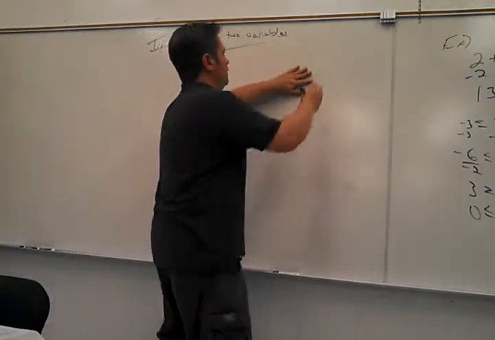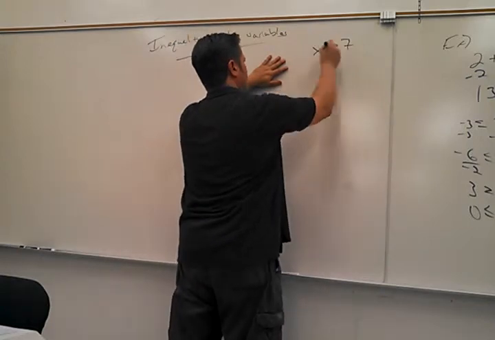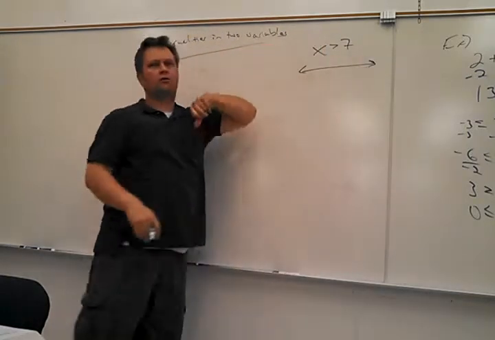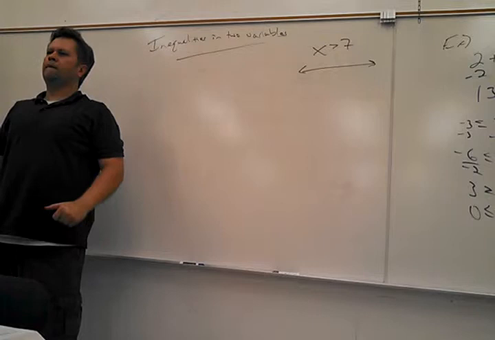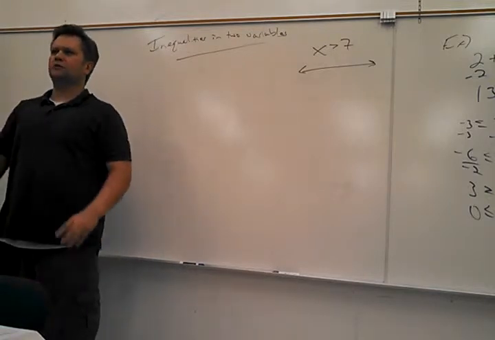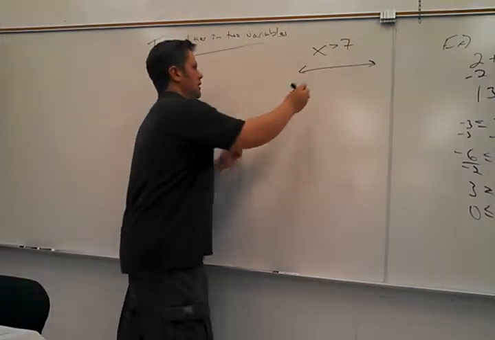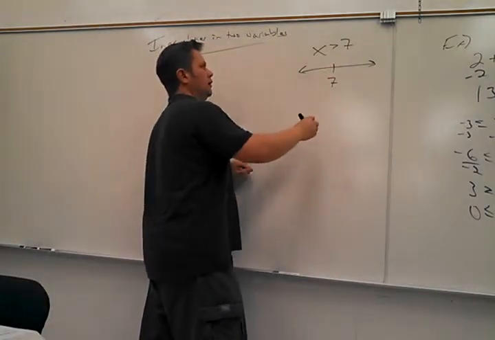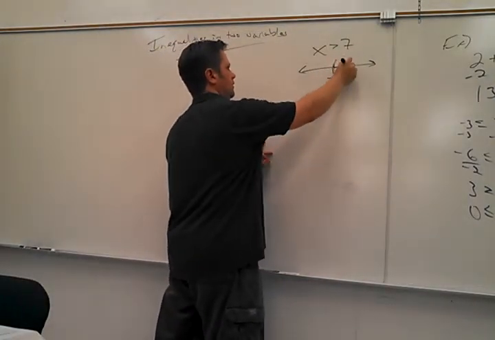And here, if I have something like this, how do I graph that again? Don't overthink it. It's nothing special. No trick question. There's a 7. Parenthesis, and I shade up.